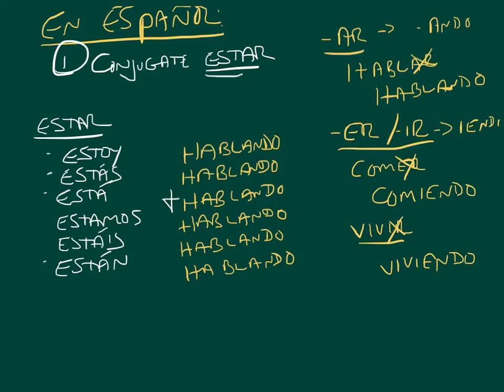Okay, now you might be asking yourself, well, that's great. Now I know how to say I am talking or he is eating, but how would I say I was eating or I was talking? Okay, very simple. We're going to stick with estar. Same verb, same conjugation. We're just going to conjugate it in the past. And because this is a progressive, ongoing past action, you can take a guess as to what tense we're going to use, preterite or imperfect. We're going to use imperfect.